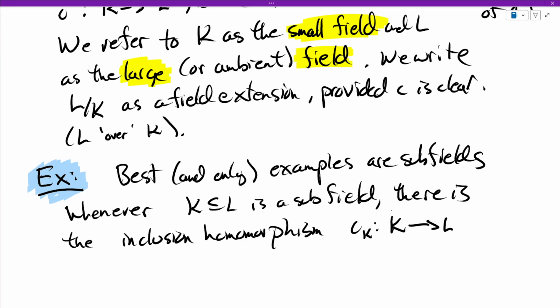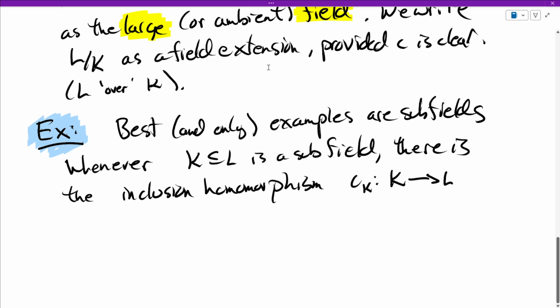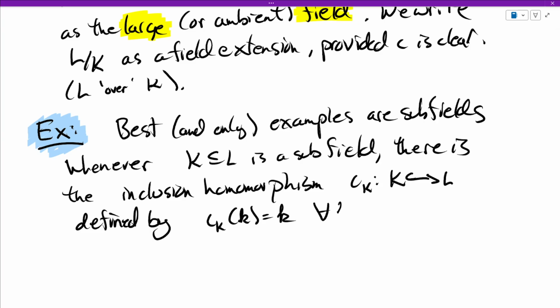It's an inclusion. All you do is take an element of K and say, hey, I'm thinking about it as an element of L. K is a subset of L, so there's no problem there. Since this is naturally one-to-one, sometimes we'll put a hook here to indicate it's an inclusion function. It's defined by iota K of little k is k for all little k in K.